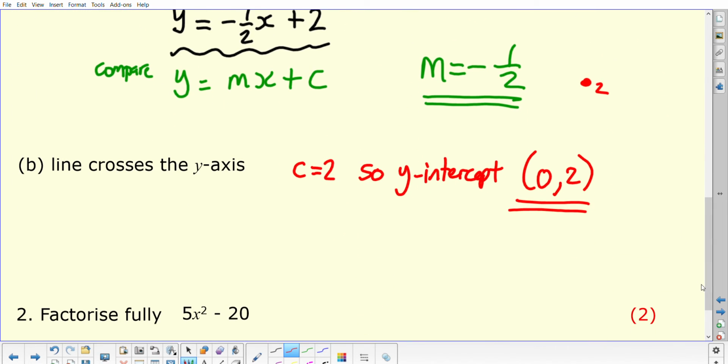So while we can easily say from that number at the end, that's your y-intercept, you need to list it as 0, 2, and that on its own was worth 1 mark.